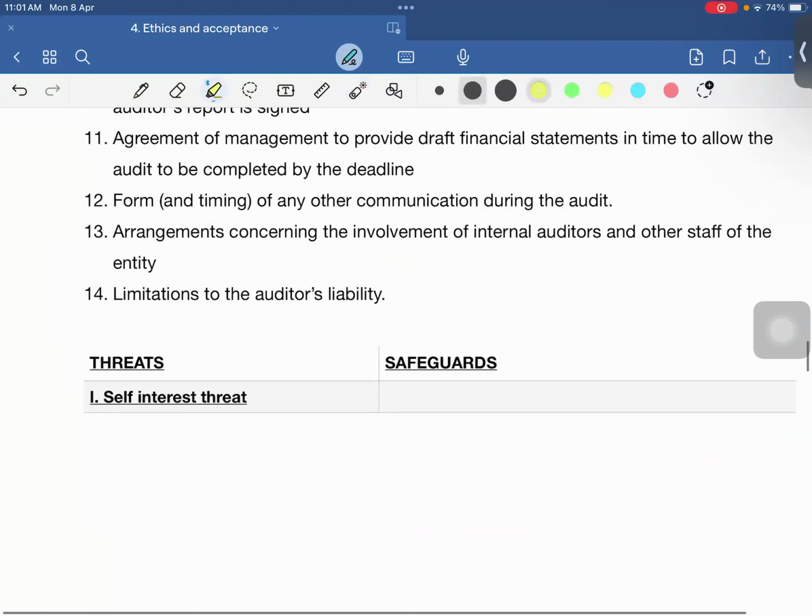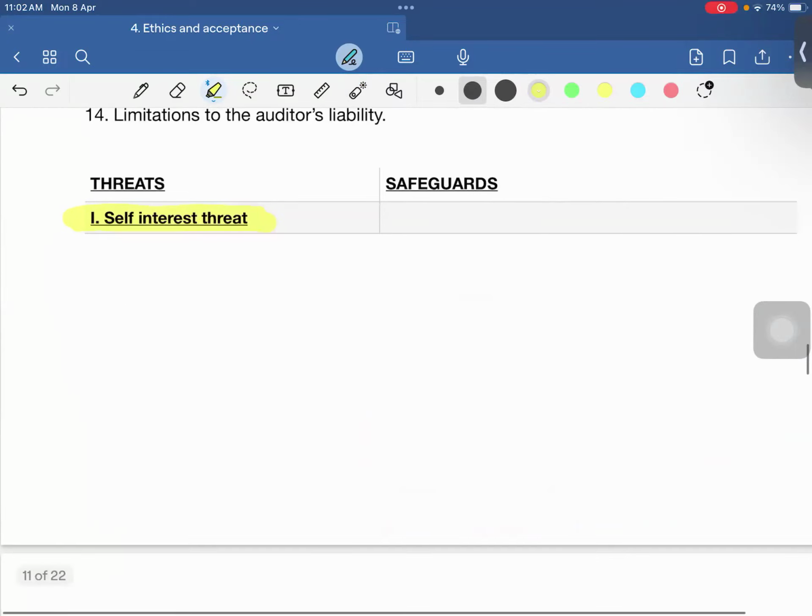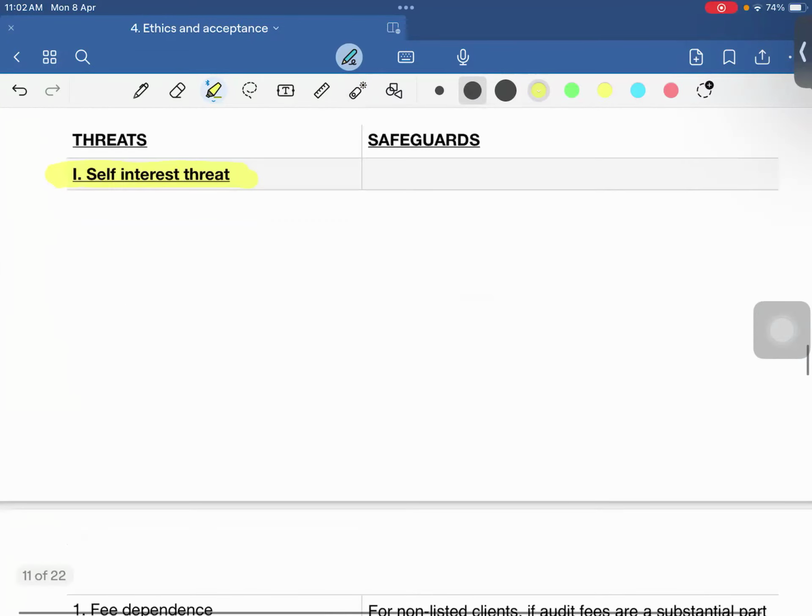First one, self-interest threat. Before that, see, in the exam, I think for 3 to 4 years they haven't actually asked threats and safeguards, but you never know how they're going to ask questions, all right? So to be on the safer side, you're going to learn how a threat is identified, how it is written, and how a safeguard is provided for that.